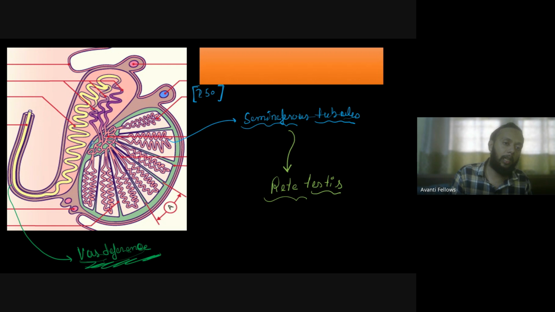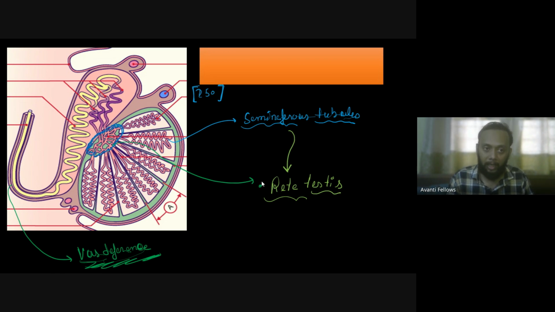So this area, this region over here is called the rete testis. This blue color area which I have shown you over here is going to be called the rete testis. So first of all, when the male gametes have been formed, those male gametes from the seminiferous tubule will be sent into the rete testis.